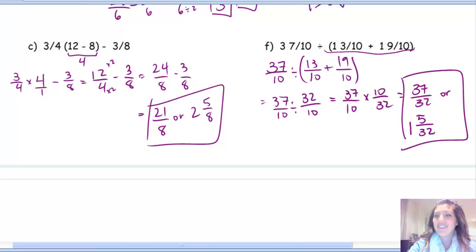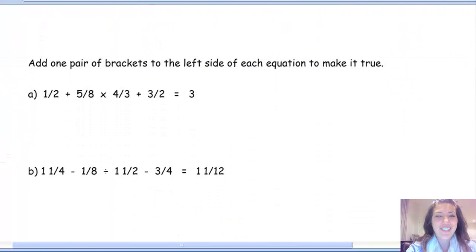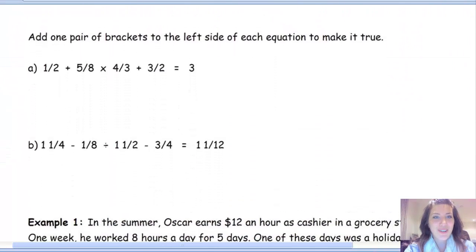All right. On to our harder questions. Add one pair of brackets to the left side of each equation to make it true. So we have this huge equation, and we need to guess. Where do you think the brackets should be?